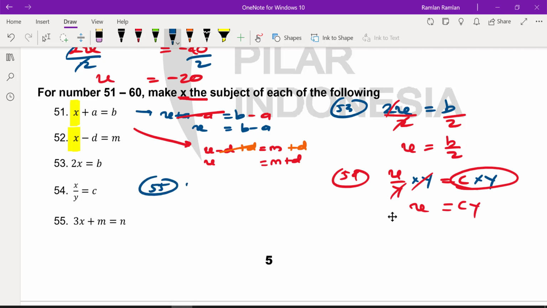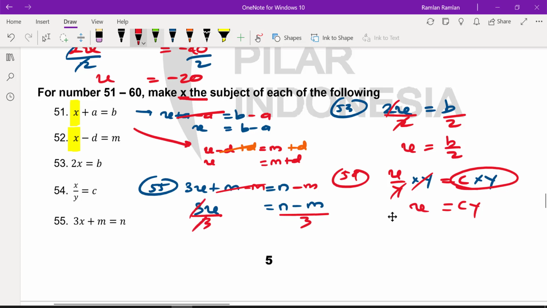Okay, number 55. 3x plus m equals n. The first thing we need to get rid of is the m. Subtract m from both sides, right? So this is gone. You only have 3x on the left side of the equal sign, and this is n minus m. Remember, don't change it. And then divide both sides by 3, right? Just cancel the 3, and on the right side, you don't have to do anything, just rewrite it.